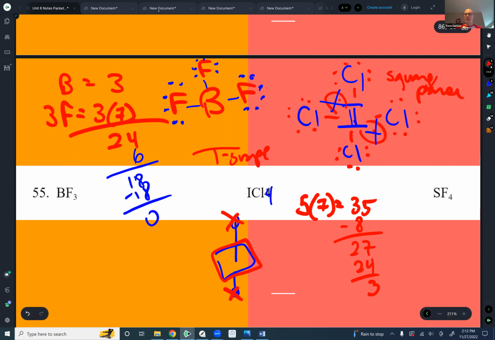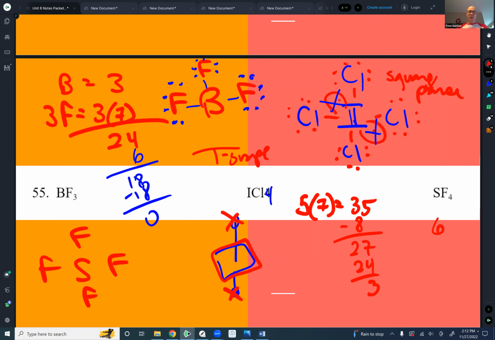So I'm going to move to a new page here so that we can actually see it, SF4. Well, we've run out of room. So let's come over here. Let's put the SF4. And let's do our valence electrons. So 6 for the sulfur and 4 times 7, that is 28 for the fluorine. So we get a total there of 34. Now we can subtract the 8, 2 for each one of the bonds, and that gives me a total of 26 remaining.